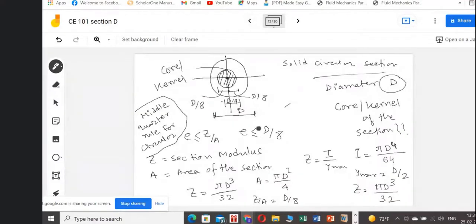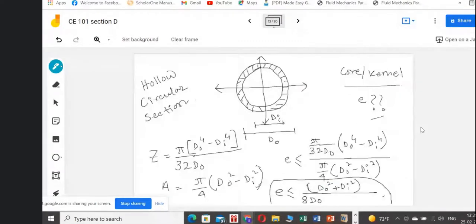That's what we have done. The e is less than or equal to d by 8. So d by 8 from here to here, and d by 8 from here to here, so the total is d by 4. The diameter of the core section is d by 4, and the radius was d by 8. Similarly, this is the radius of the core of the hollow circular shaft.